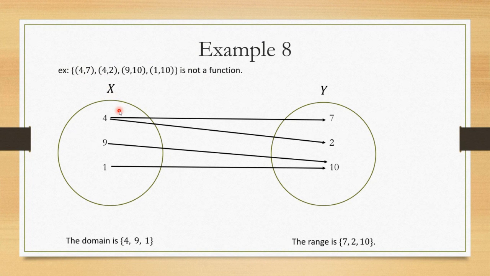And why is that? Well, if we drew the correspondence diagram, it's a little more obvious. Since we have these two ordered pairs, this is saying 4 goes to 7, and it's also saying 4 goes to 2. So 4 has two outputs. Something from the domain is assigned to two different things from the second set. And we don't want that. That can't happen for a function.